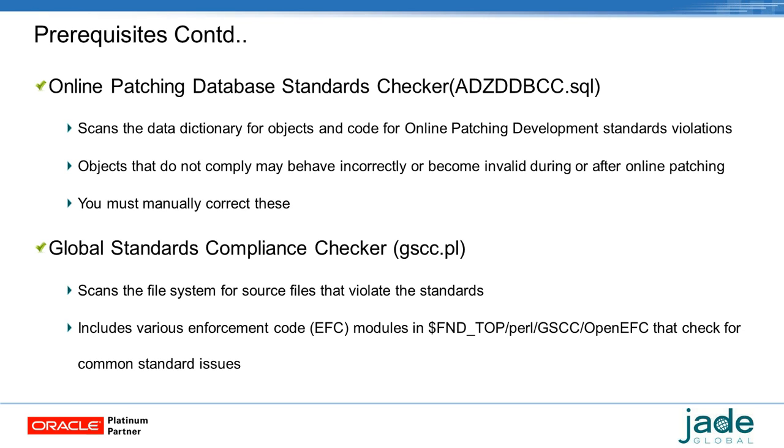The second part is called the Global Standard Compliance Checker, or Global Standard Checker. What it does is scan your entire file system for any violations of the standard that would matter during your online patching enablement. It includes various enforcement code, called EFC, that checks all the common standard issues along with the online patching details.